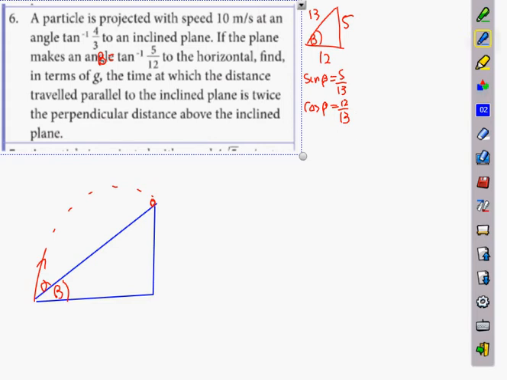Next thing, I'm going to say that alpha, the thrown angle, is tan inverse 4/3. So this is going to be alpha up here, and we're going to have 4 as the opposite, 3 as the adjacent, 5 as the hypotenuse. Therefore sine alpha is 4/5, and cos alpha is 3/5.